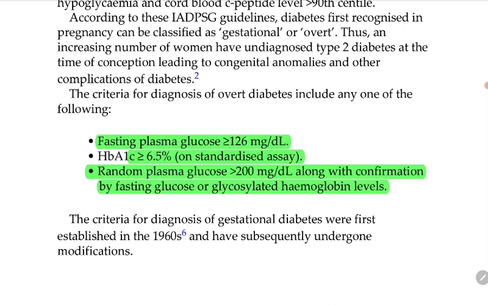The criteria for the diagnosis of overt diabetes is any one of the following: fasting plasma glucose more than 126 mg per deciliter, HbA1c more than or equal to 6.5% on a standardized assay, or random blood glucose more than 200 mg per deciliter, along with confirmation by fasting glucose or glycosylated hemoglobin level.